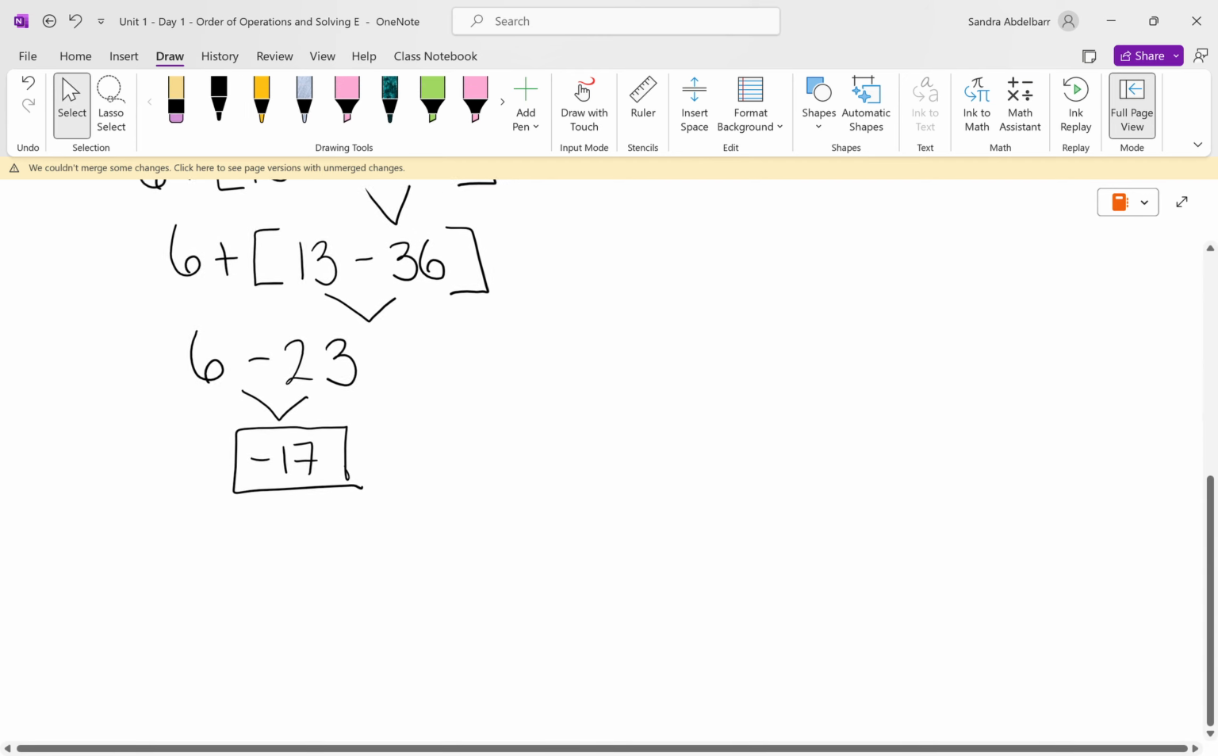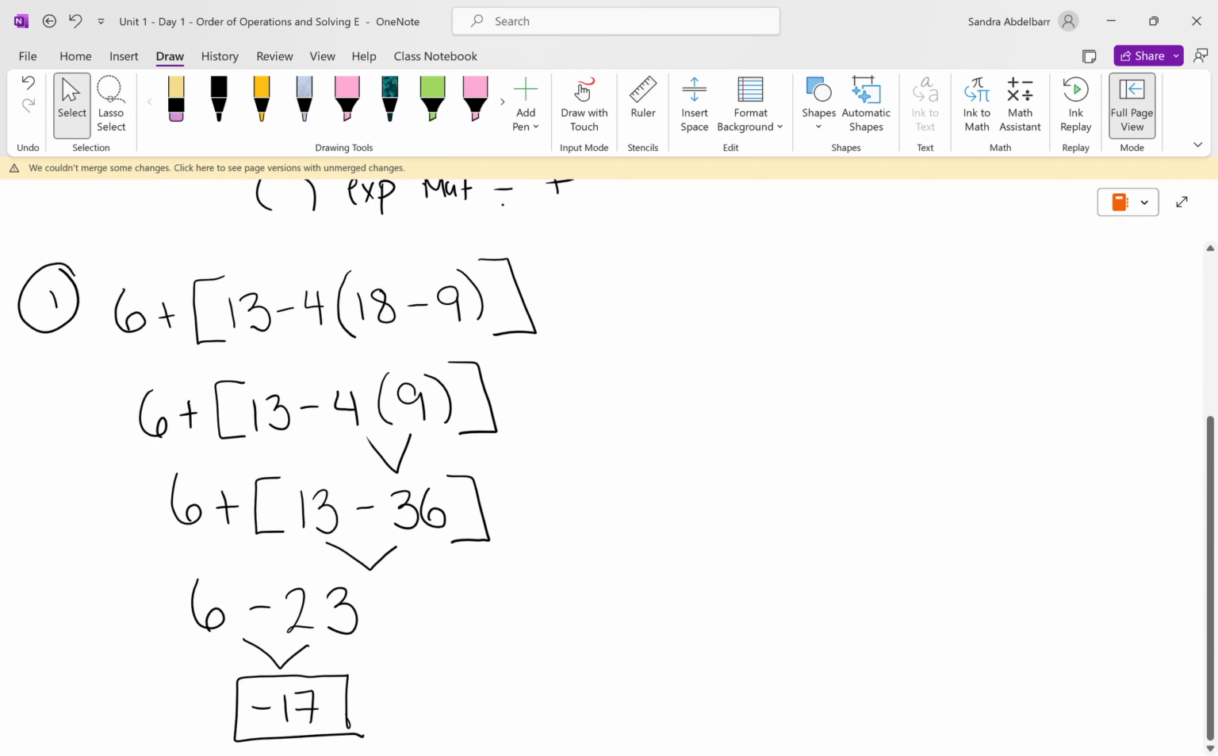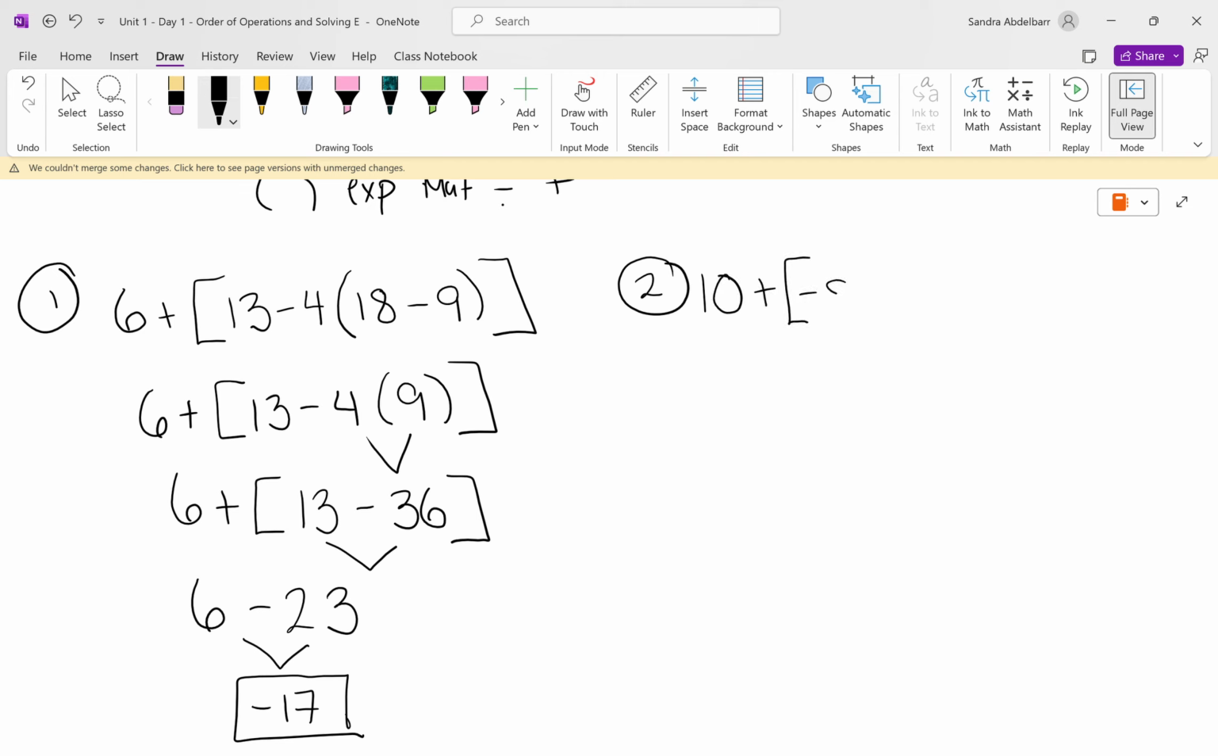All right, I'm going to give you 2 to try on your own. Sorry, that negative 8 divided by 4 is in parentheses.